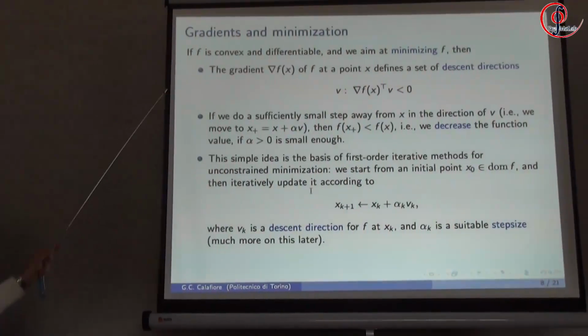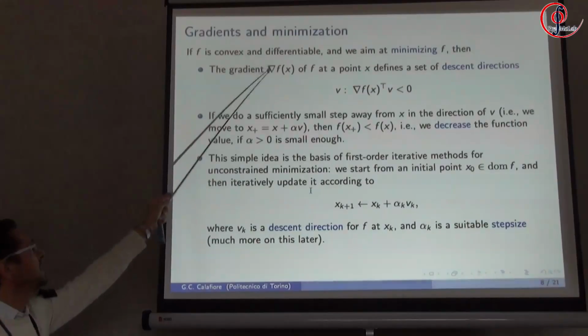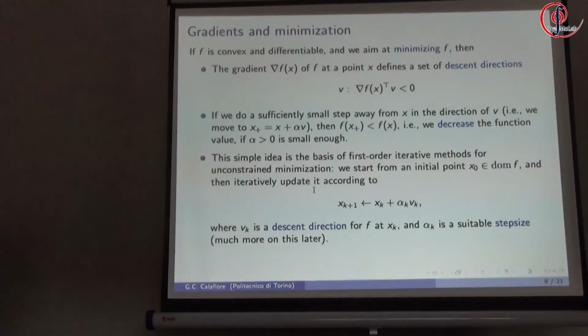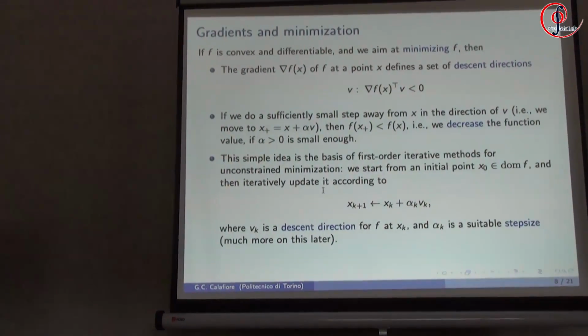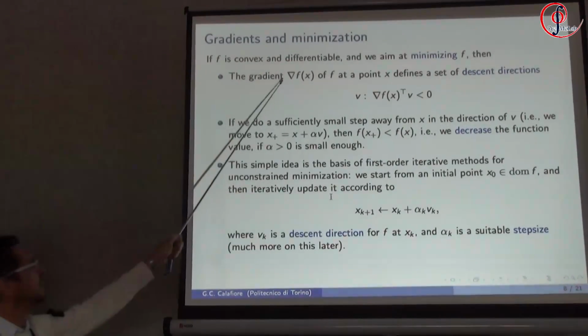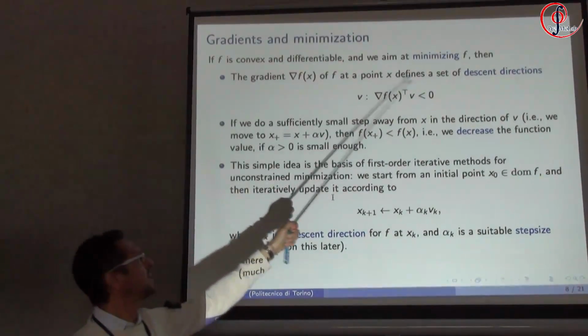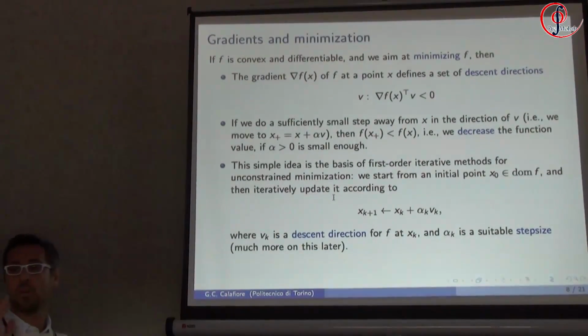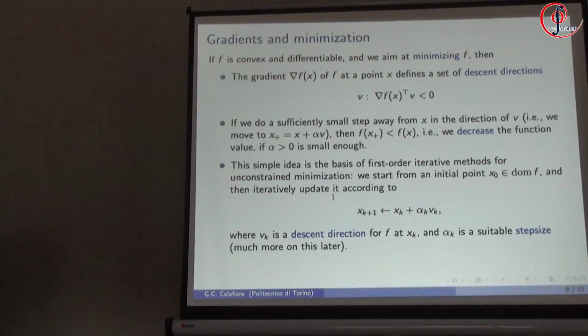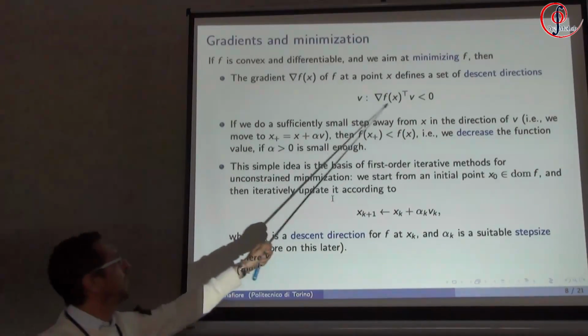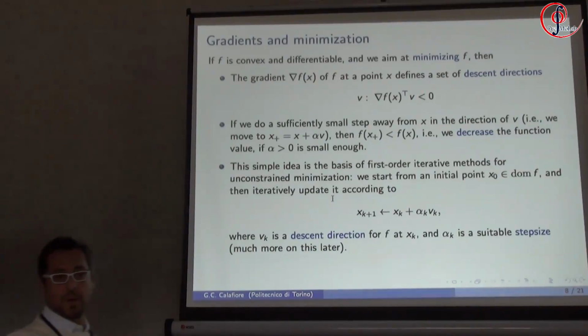So the point is that if f is convex and differentiable and we aim at minimizing f, then the gradient of the function at the point x defines a set of so-called descent directions, and these are directions that form a negative inner product with the gradient. Okay, so descent directions are those that form a negative inner product with the gradient.